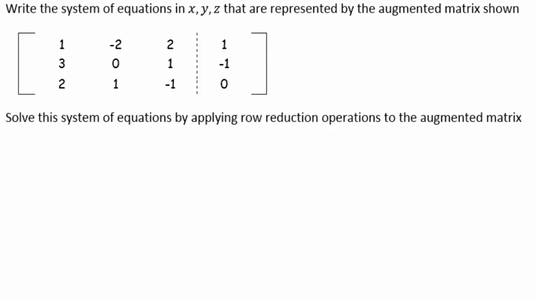Here's an example for you to try. Start by writing out the system of equations in x, y and z that are represented by this augmented matrix, and then have a go at solving it by row reduction operations that we've seen. Pause the video and have a go at it yourself, and then I'll go through the solutions.